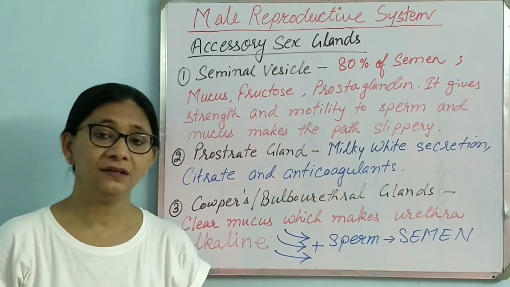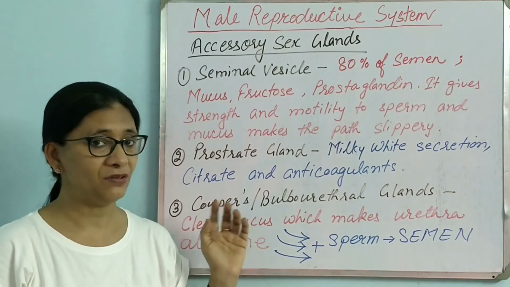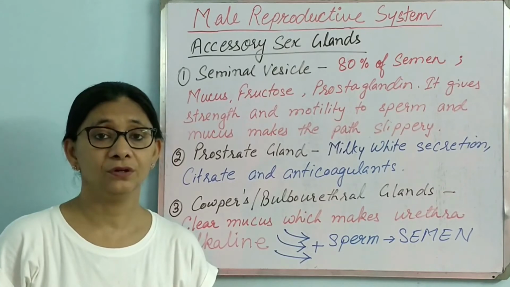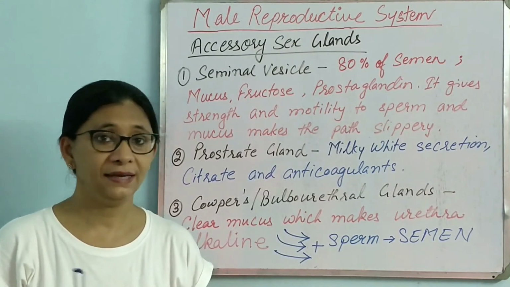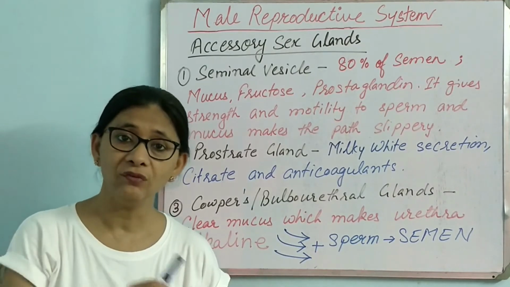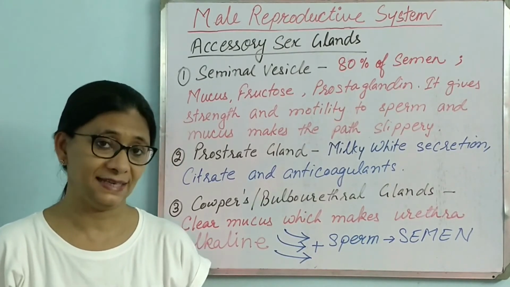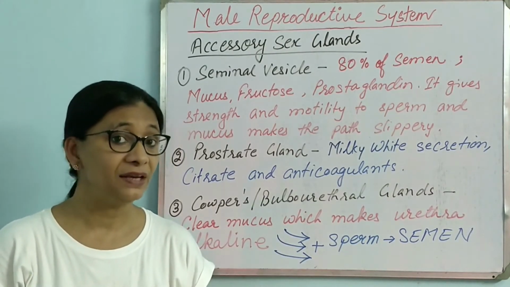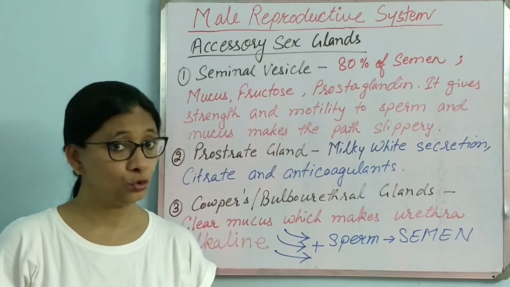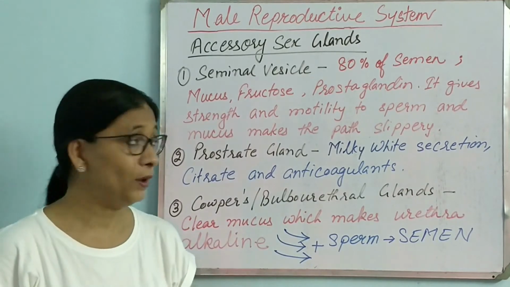Now, keep in mind, the sperm, when it is released from testis, it has to travel a long distance, and in one ejaculation there are 30 crore sperm, out of which only one will be able to penetrate the egg cell. So just imagine the amount of energy that is required. So the main energy provider is fructose, which comes from seminal vesicle.